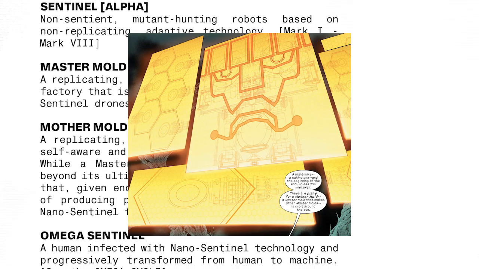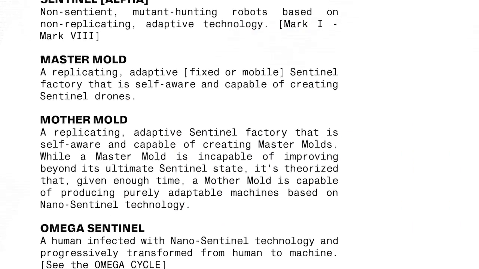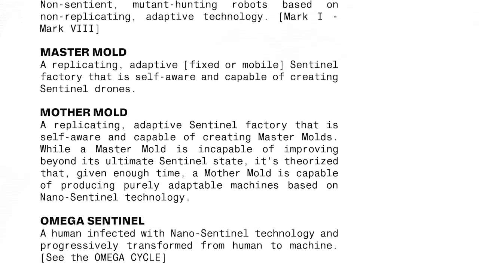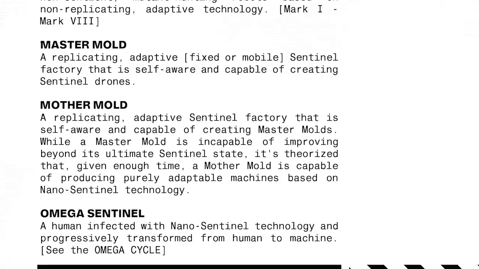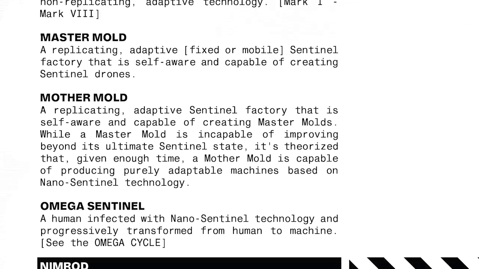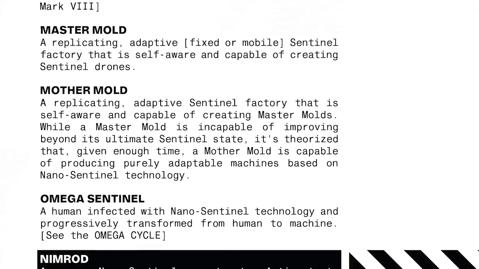The funny thing about this is that where a master mold can never do anything but make Sentinels, a mother mold, it's believed, can progress to the point where it can create something better than Sentinels, right? It can create purely adaptable machines based on nano Sentinel technology. That's what Hickman tells us, that it can create Omega Sentinels, and it can do this by using nano Sentinel tech and putting it into human beings.